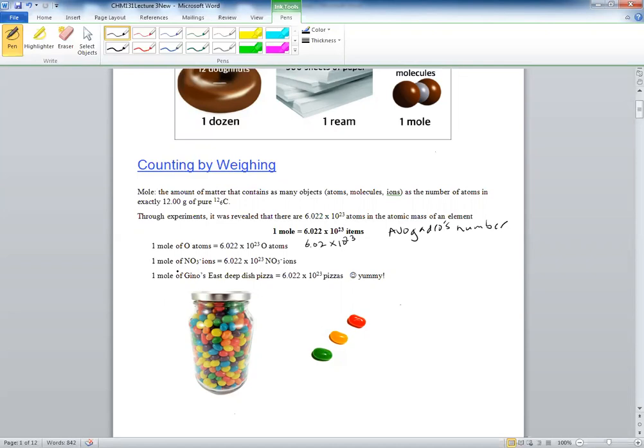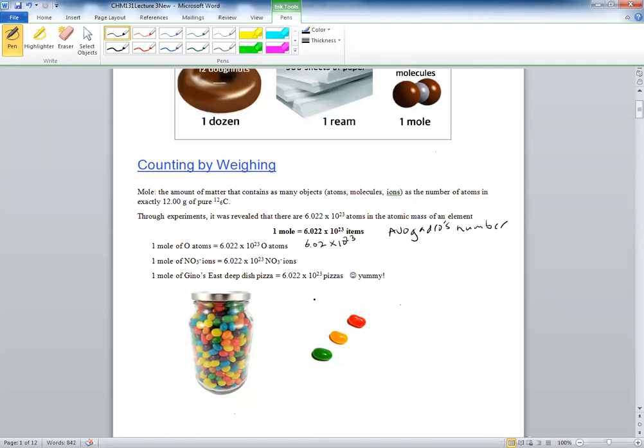So anytime from now on we say 1 mole of oxygen atoms, we mean Avogadro's number of oxygen atoms, which is 6.02 times 10 to the 23rd. Nitrate ions, or even Geno's East deep dish pizza, 6.02 times 10 to the 23rd pizzas. Now, here's a stunning fact: if all kitchens in the world, restaurants and household, were making pizza at the same time, it would take them thousands of years to make this many pizzas.